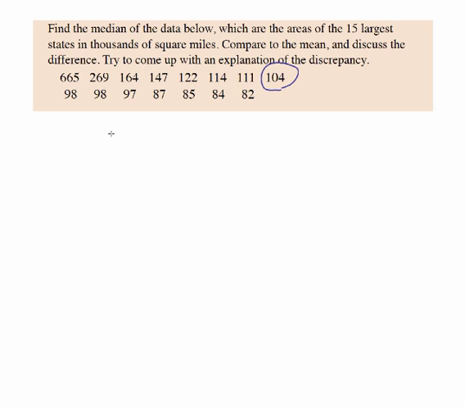Now we just need to interpret and write an intelligent answer. 104 doesn't make sense because we're trying to find the median land area for the 15 largest states, and they're listed in thousands of square miles. Since we find that 104 is the median, that means that the median area for those 15 largest states is 104,000 square miles.